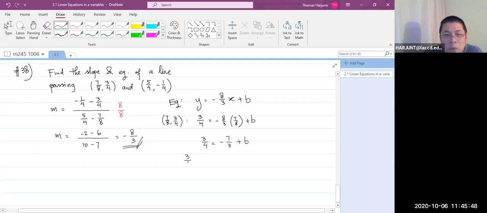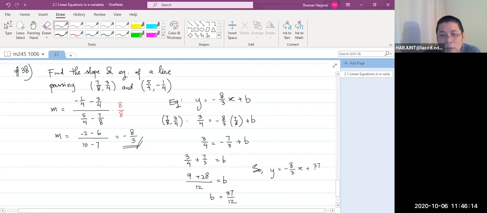And then 3/4 plus 7/3 equals b. Do the LCD. So b is 37 over 12. So the equation of the line is y equals -8 over 3 x plus 37 over 12. Okay, that's for number 38.